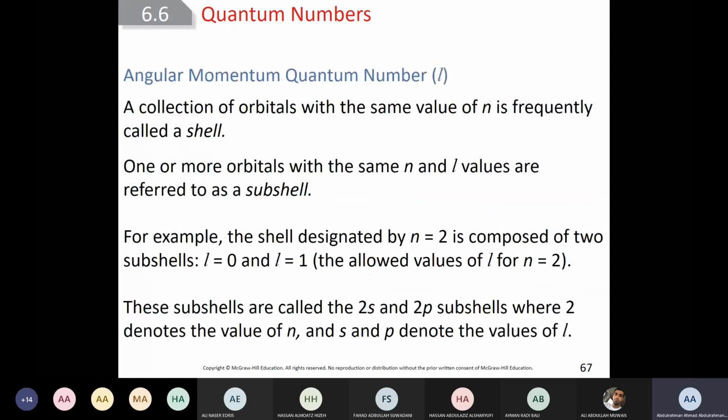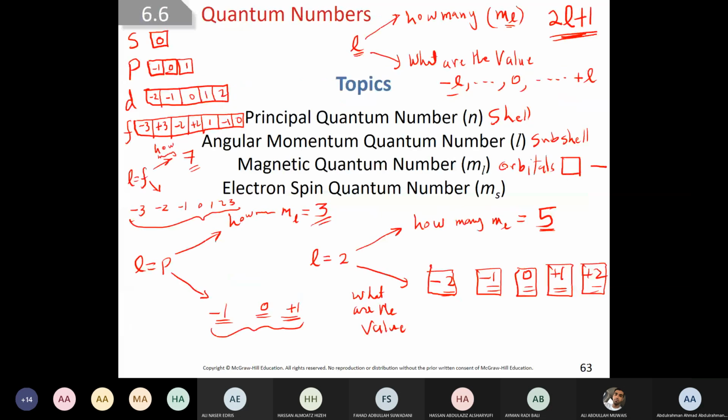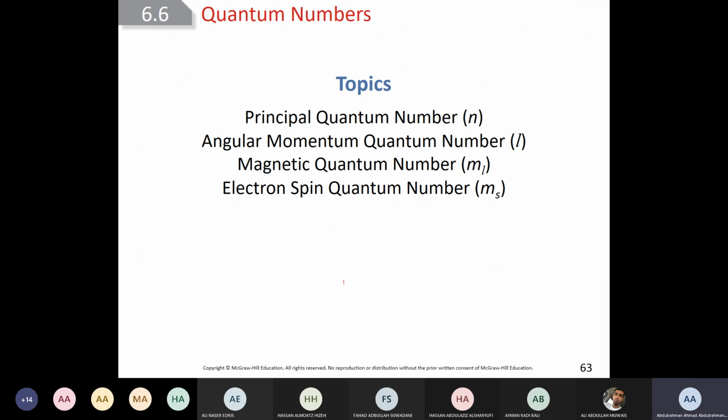Now, the last quantum number that we're going to talk about is the spin quantum number. Spin quantum number has nothing to do with the previous ones. The last one is the spin quantum number, which is MS.